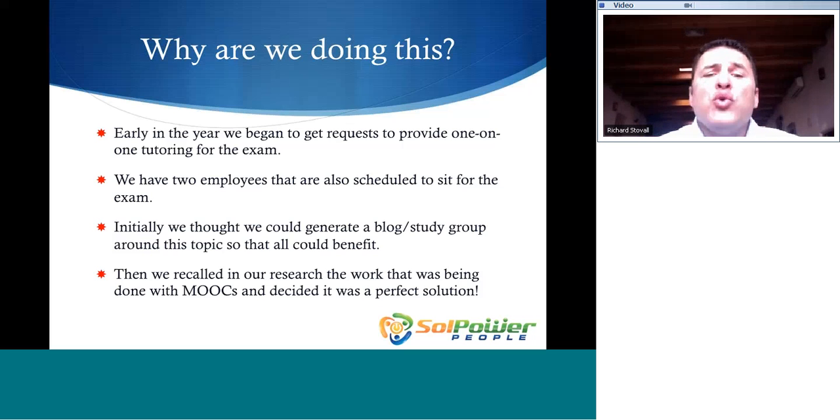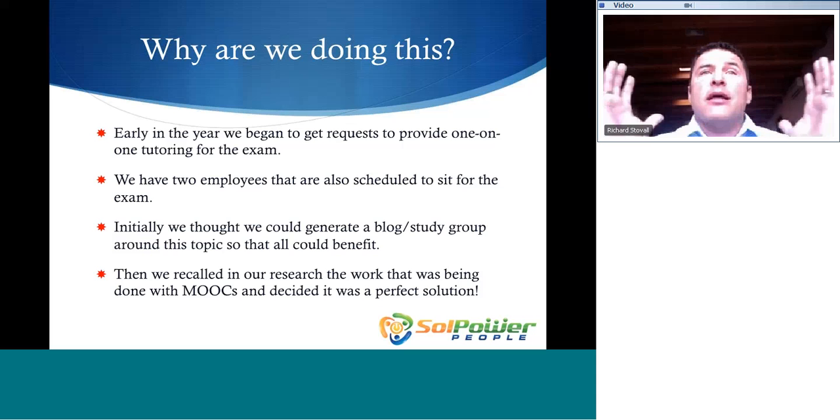So initially, our thought was that we could just generate some kind of a blog or a web-based study group around this topic so that everybody can benefit from the materials and they could help each other along. But then we recalled some research that we did on e-learning education, that we learned about the concept of MOOCs, and we decided that that was the perfect solution for this particular activity.